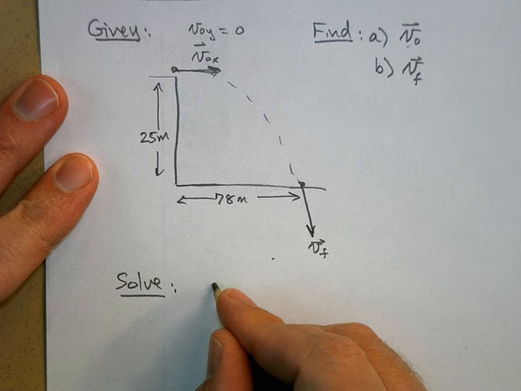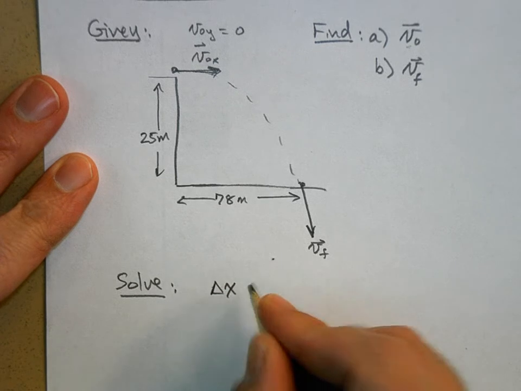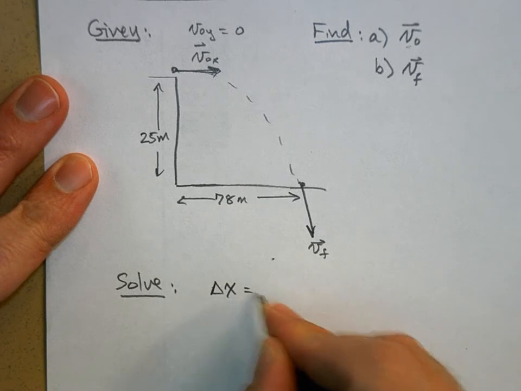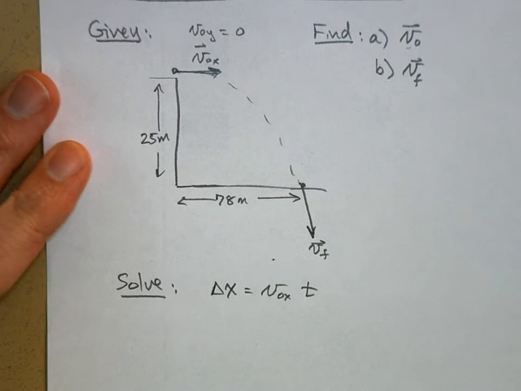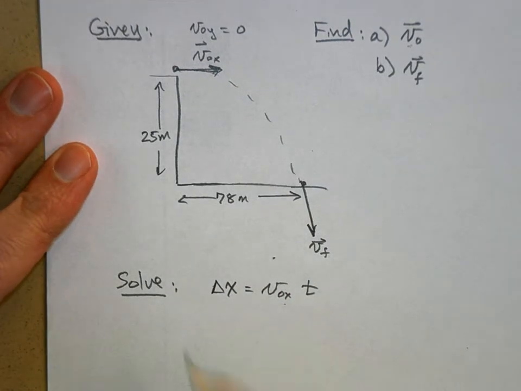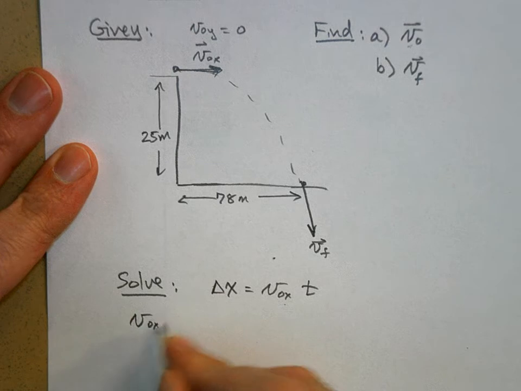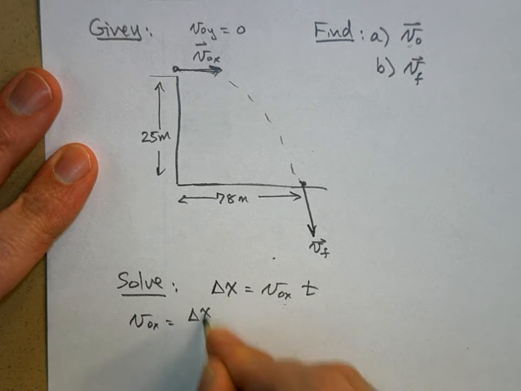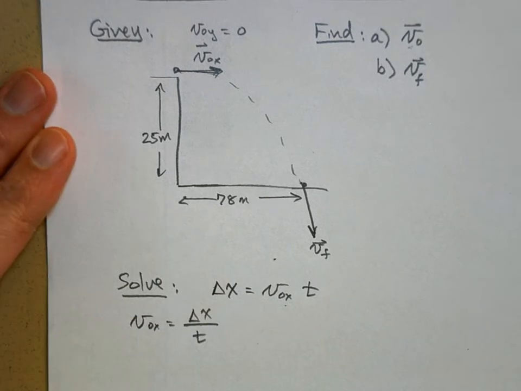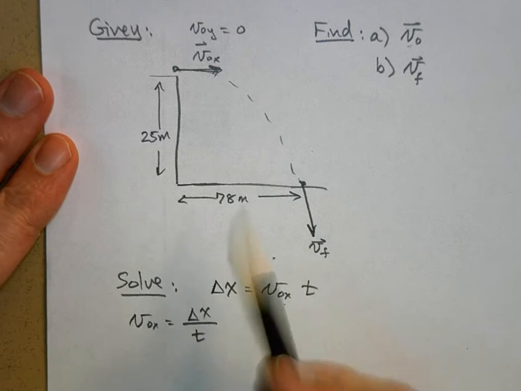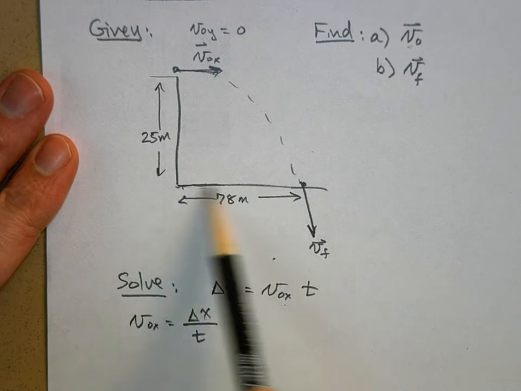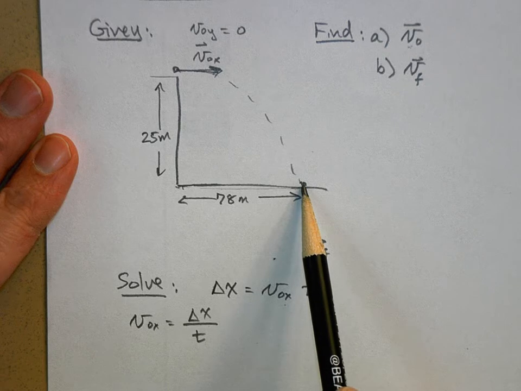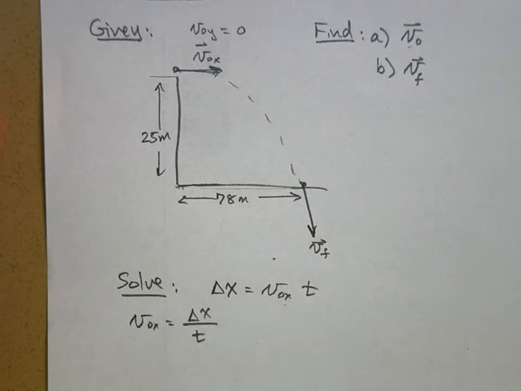What we need is really the velocity in the x direction, and we really only have one kinematic equation in the x direction: delta x equals v naught x times t. So I really want to try to find v naught x. So v naught x equals delta x over t. Now I know delta x. Delta x is the horizontal displacement of the ball. It goes from here to here in the x direction, but I don't know time.